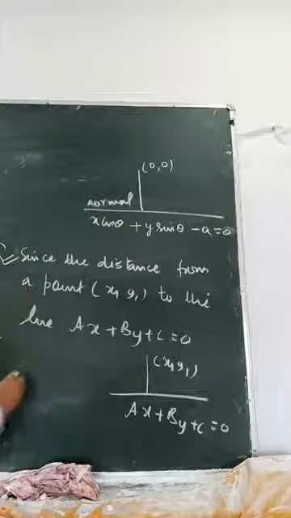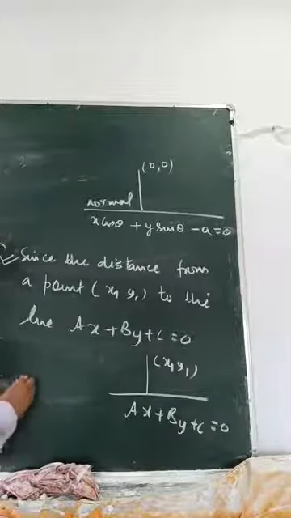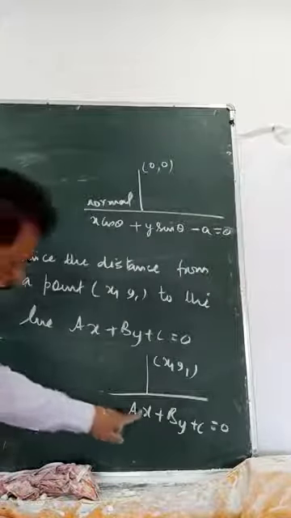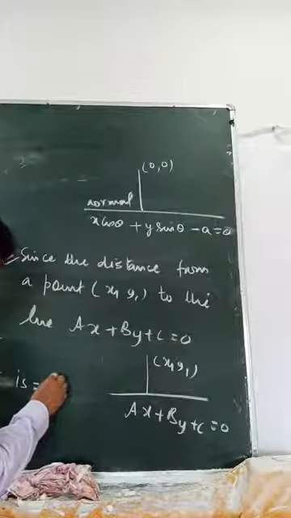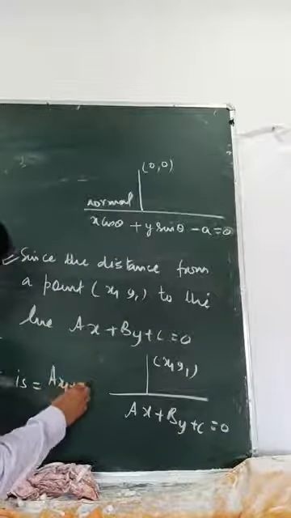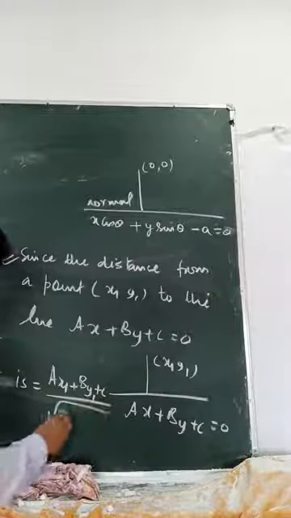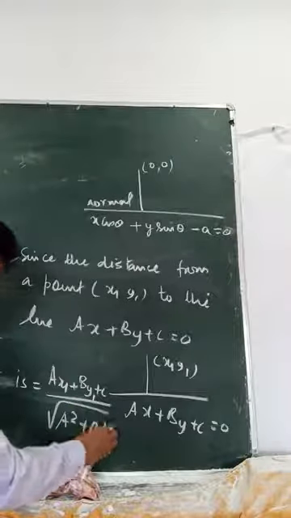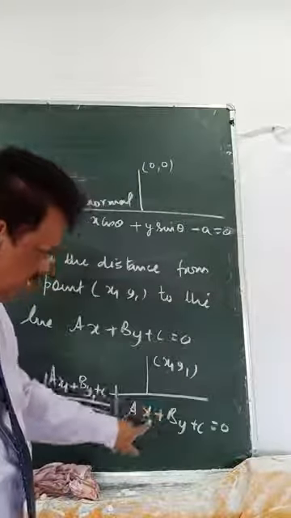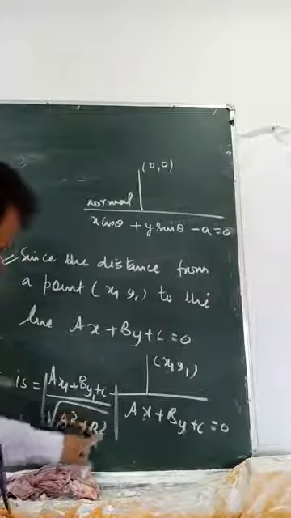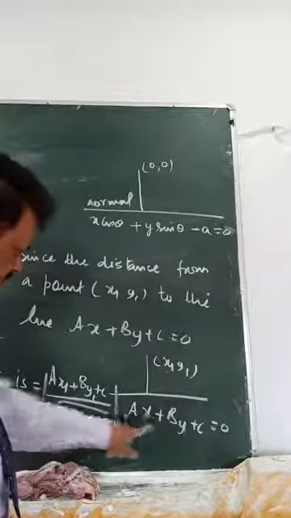Is what? In place of x and y you will put this value, that will be ax1 plus by1 plus c by root over of a square plus b square. Look at what you are doing. Put these values in x and y, x1 y1, root over of the coefficient of x whole square a square and b square means the coefficient of y.